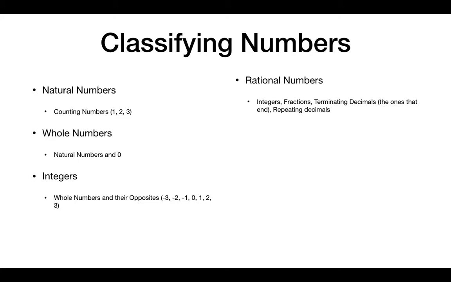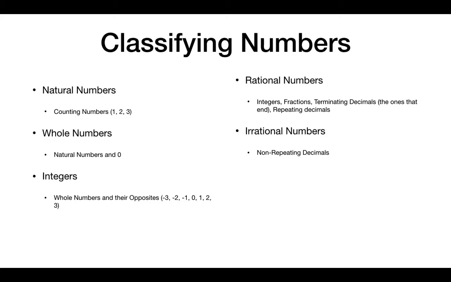Then we have what are called irrational numbers. Those irrational numbers are just non-repeating decimals. So pi is an irrational number. E, which we'll be learning about later this year, that is an irrational number. All of those non-repeating decimals. The square root of 2 is irrational.